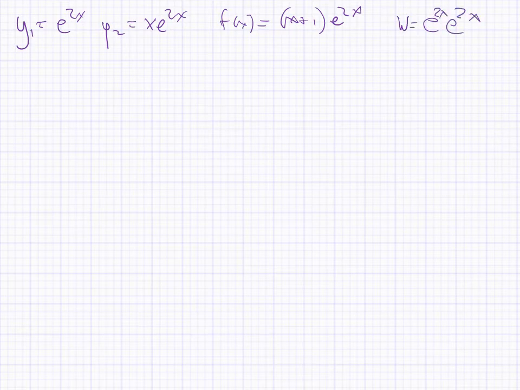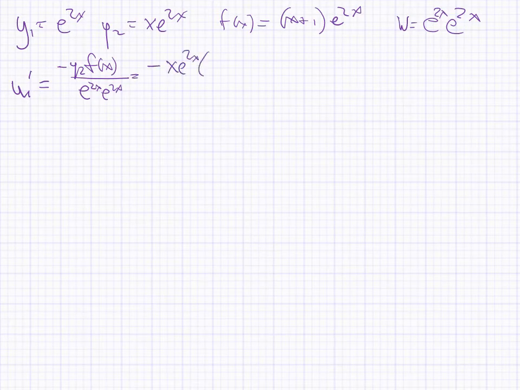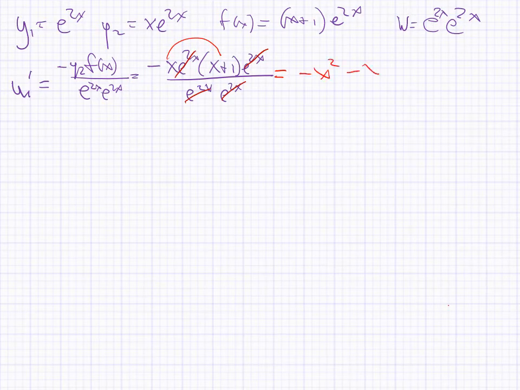All right, so u1 prime is going to be minus y2 f of x over W, which we said is e to the 2x, e to the 2x. Well, that's going to give me minus x e to the 2x times f of x, which is x plus 1 e to the 2x, over e to the 2x, e to the 2x. And you see, cancel, cancel, cancel, cancel. And so what do I end up with? I end up with x times x plus 1 with a negative, so minus x squared minus x. So that's my u1 prime.